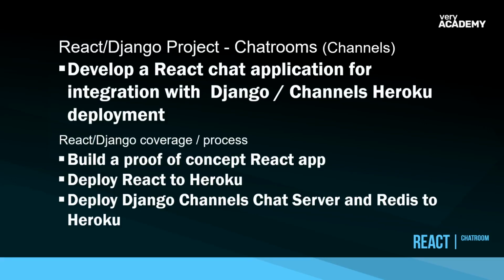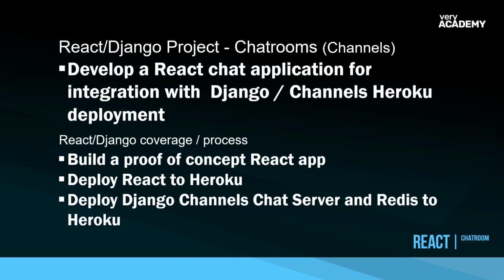In this tutorial, we're going to build a proof of concept React application, which is going to be a chat application, which we're going to deploy on Heroku. So the idea here is that we've already built a Django channels chat server in the first tutorial of the Django building a chat room tutorial series. So we're going to utilize that.